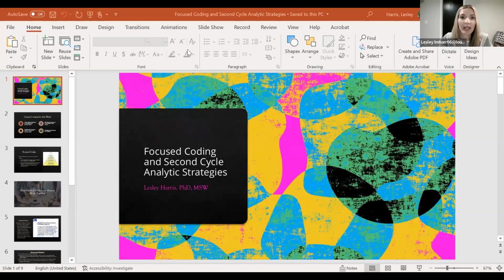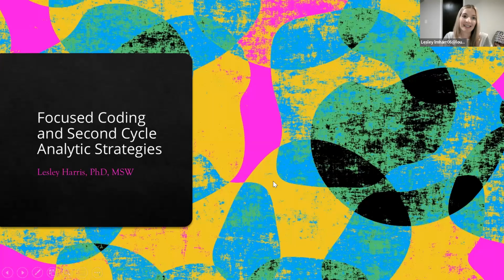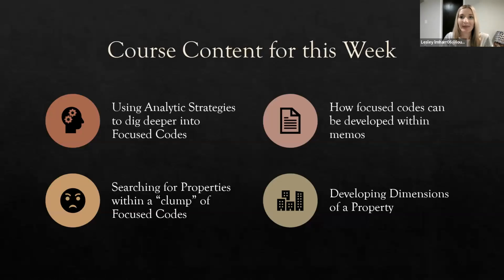Now we're going to use that initial coding, i.e. our gerunds, to be able to move up from description to abstraction. So I'm going to share my screen really quickly here. Okay, so we are looking at focus coding and second cycle analytic strategies.